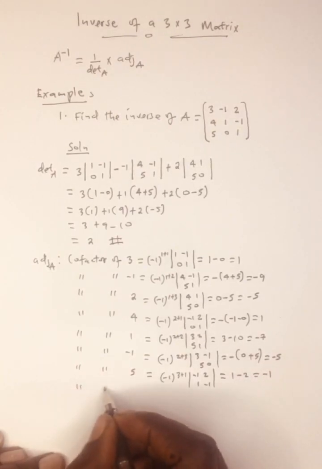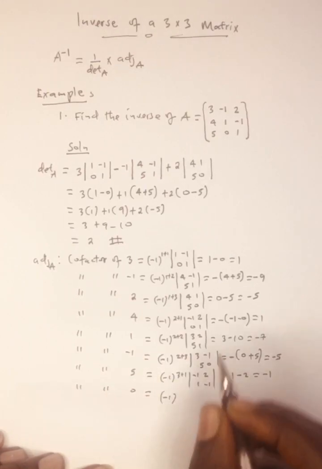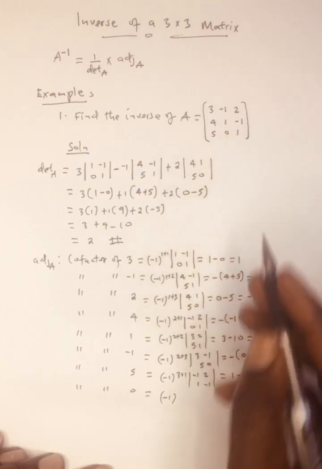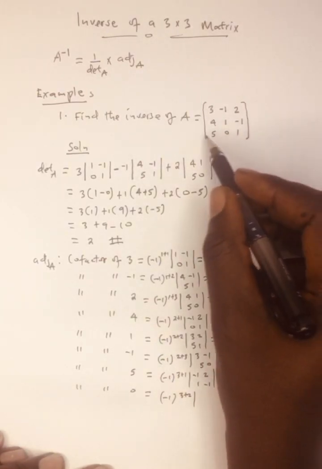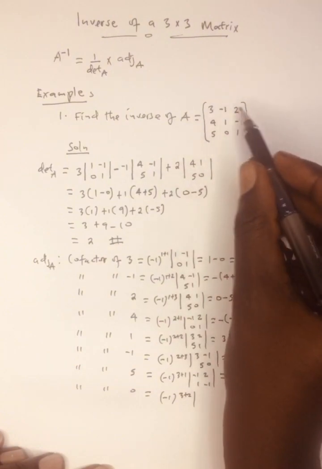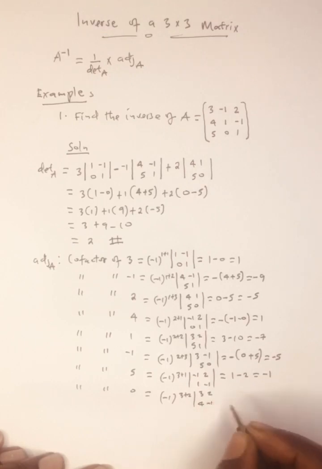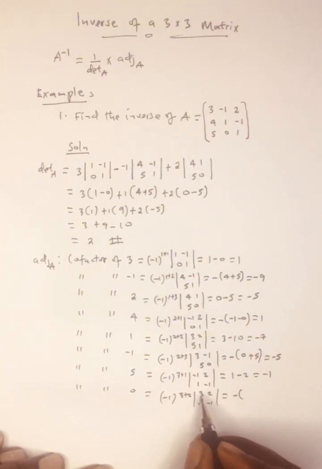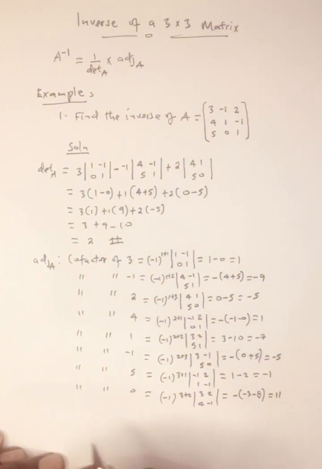Then the cofactor of 0, that will be negative 1. So 0 is in row 3, column 2. So that is 3 plus 2. The small matrix that is left is 3, 2, 4, negative 1. So since this is odd, the negative will hold. So we have 3 times negative 1, that is negative 3, minus 8, that will be positive 11.